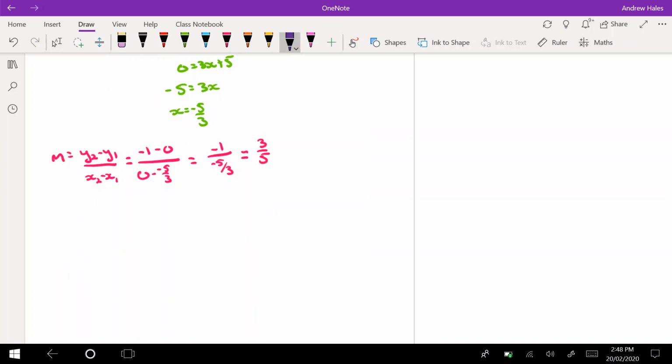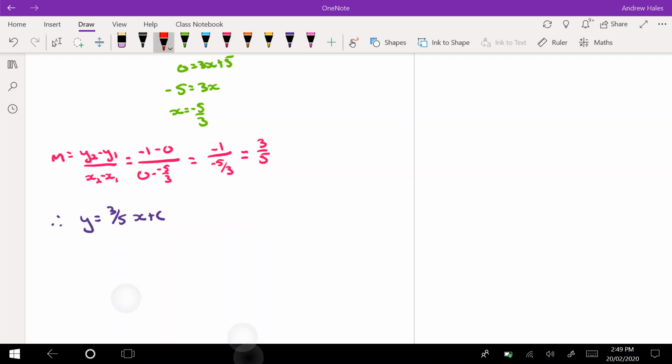Okay. Therefore, my line has equation y equals 3 over 5 x plus c. Well, this is a line between 2 points. So if I want to try and find the value of c, I plug in one of those 2 points because I know that satisfies the equation of the line. I'm going to pick the point which has the x value of 0 and the y value of negative 1. Those values are much easier to work with.